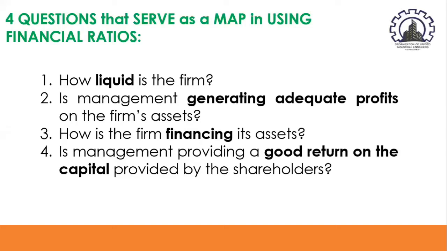The last question that will serve as a map in using financial ratios is, is management providing a good return on the capital provided by the shareholders? Our one remaining question looks at the accounting return on the common stockholders' investment, or return on common equity. That is, we want to know if the earnings available to the firm's owners or common equity investors are attractive when compared with the returns of owners of companies in the peer group.